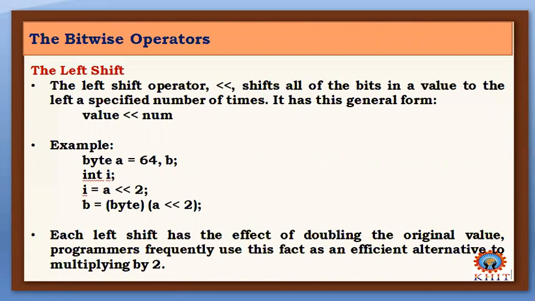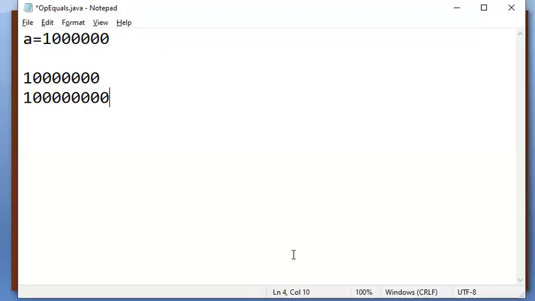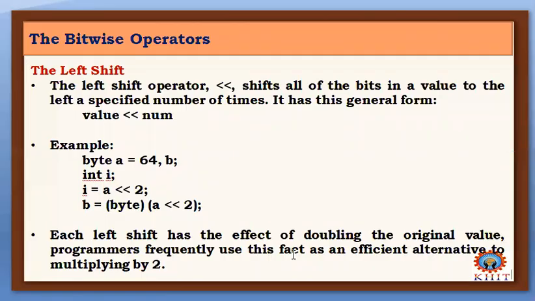Okay, that I can show. I'll show it another time, because here I have to write a program, save it with some name and execute it. So when you left shift 64 by 2 times, you will automatically get the answer 256.